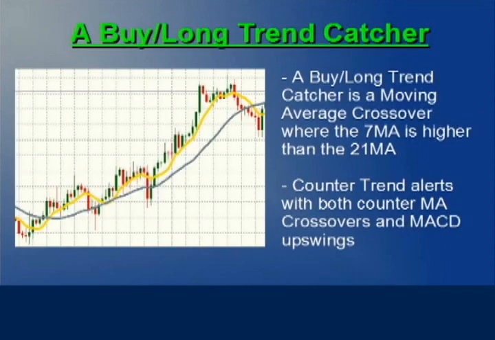A buy long trend catcher is the inverse of that, a moving average crossover where the 7 MA is higher than the 21 MA. And over here you can see that occurring. Once again, just like any system, close is king. Don't get into a trade because it looks like it's going to produce a pattern or a result that you're after.